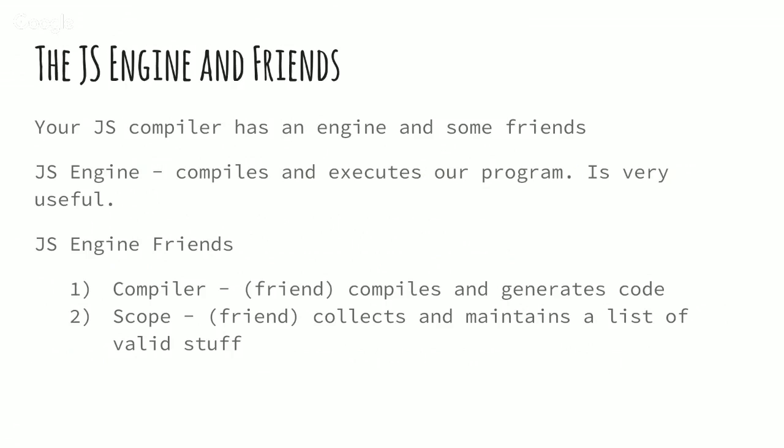Okay, so the JavaScript compiler has an engine and some friends. The engine itself is in charge of compiling and executing a program, and its friends are the compiler, which compiles and generates the code, and the scope, which collects and maintains a list of valid names: function names, variables, and things that aren't keywords in JavaScript. Right.